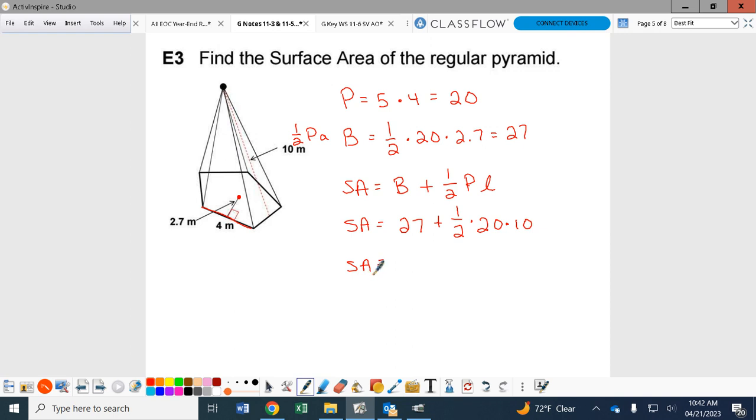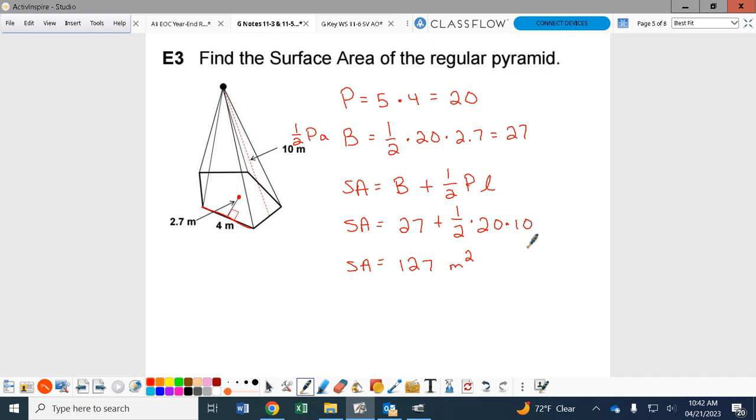Oh, I know what it is. What'd y'all get? 127. Because half of 20 is 10, and 10 times 10 is 100. So 127, and that would be meters squared. Meters squared. Nice numbers on that one.